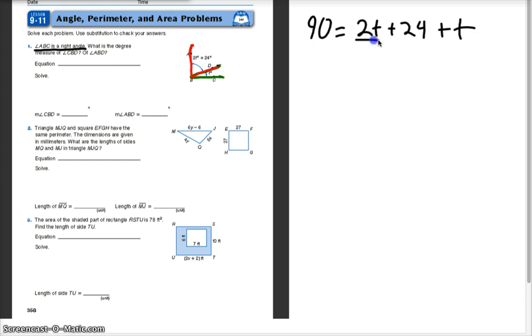So now I want to identify my like terms. I have 2T and I have positive T. So I'm going to say 90 degrees equals 3T plus 24. Then all I need to do is solve for T. And whatever T equals would be angle DBC. Then whatever T equals, I plug it into just this part of the equation, and I would find what the red angle is.